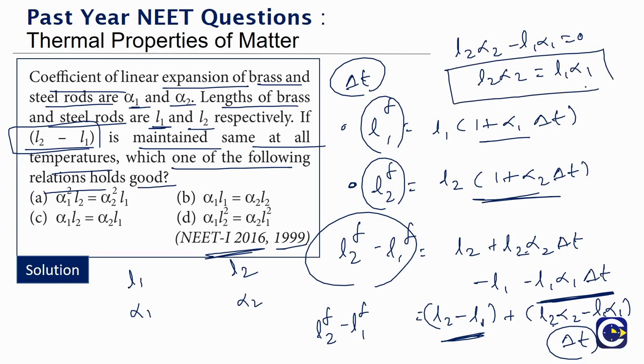That's it. So if you have that relation between L1 alpha 1 and L2 alpha 2, then what will happen? The difference in length will be maintained the same at all temperatures. It will not depend upon the temperature. So what is the correct answer for this? Option B. Alpha 1 L1 should be equal to alpha 2 L2.